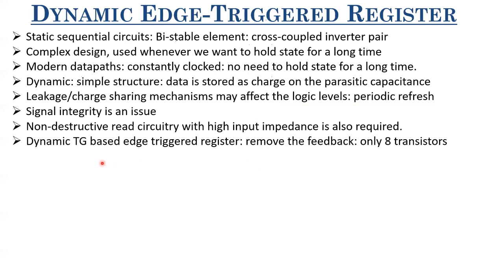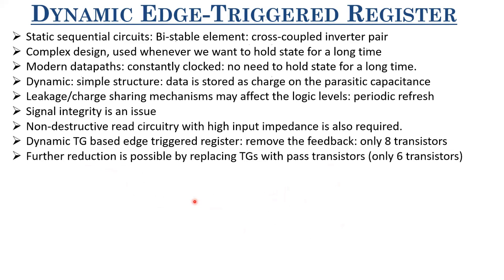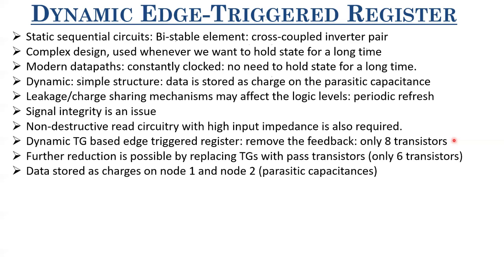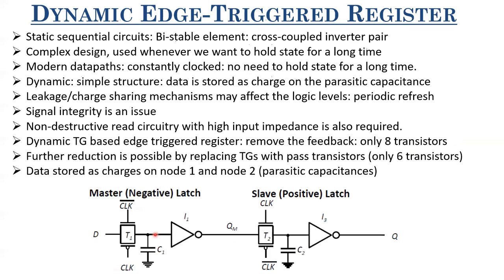Now, let us talk about dynamic transmission gate based edge-triggered registers. We ended up with one transmission gate, then a cross-coupled inverter pair, then again one transmission gate, and then a cross-coupled inverter pair. How can we realize this dynamic edge-triggered register? We just remove that feedback inverter from this path. If we remove that feedback inverter, we only end up having 8 transistors. I'll show you how we end up having 8 transistors. So this is the structure.